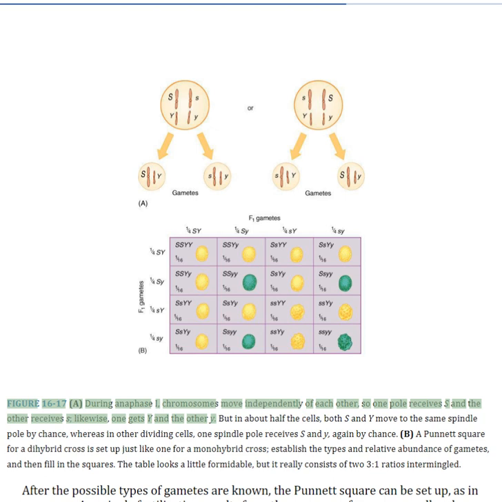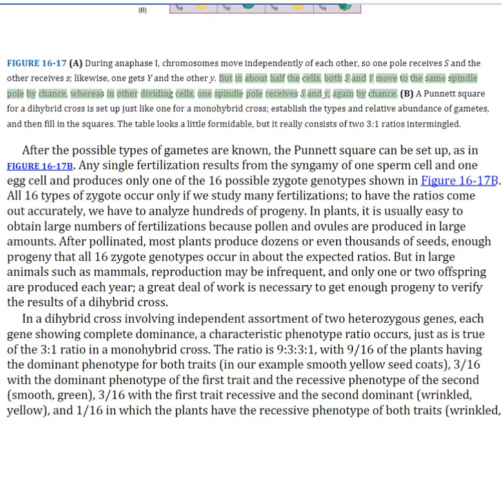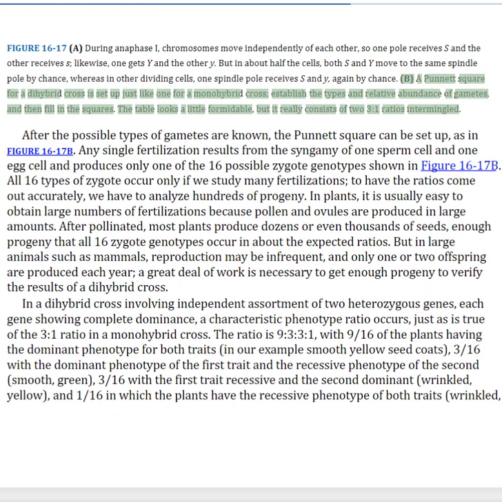Figure 17: during anaphase I, chromosomes move independently of each other, so one pole receives S and the other receives s, likewise, one gets Y and the other y. But in about half the cells, both S and Y move to the same spindle pole by chance, whereas in other dividing cells, one spindle pole receives S and y, again by chance. A Punnett square for a dihybrid cross is set up just like one for a monohybrid cross. Establish the types and relative abundance of gametes, and then fill in the squares. The table looks a little formidable, but it really consists of 3:1 ratios intermingled.